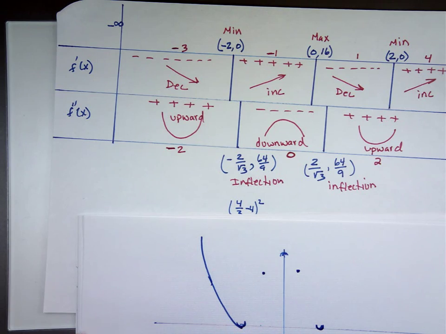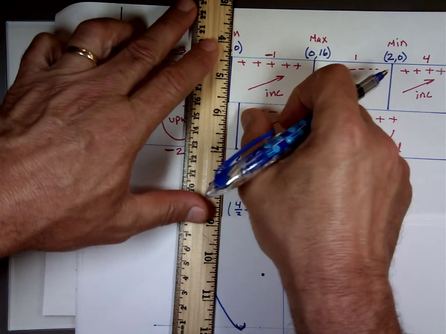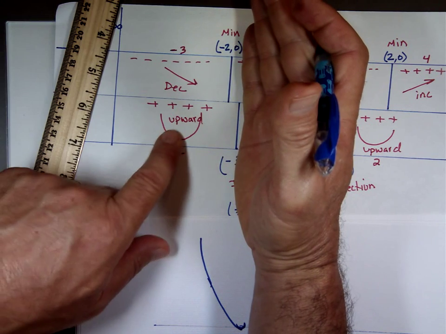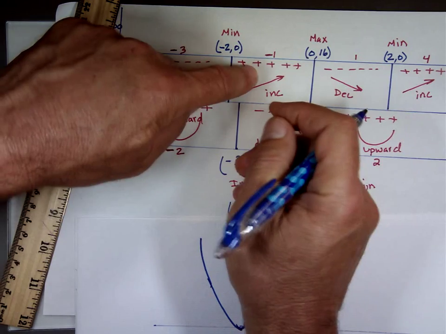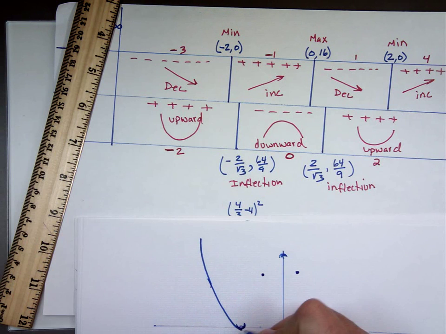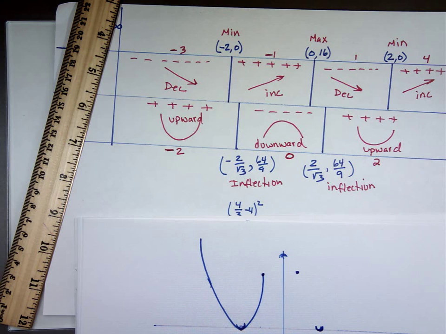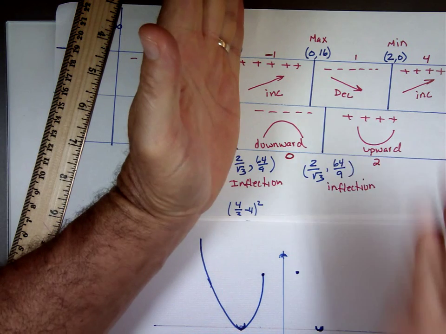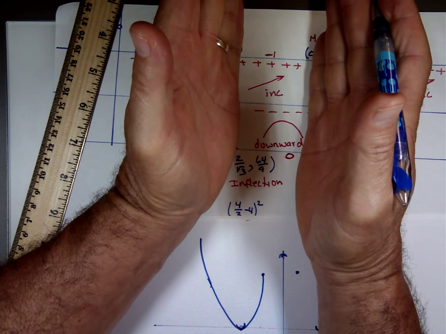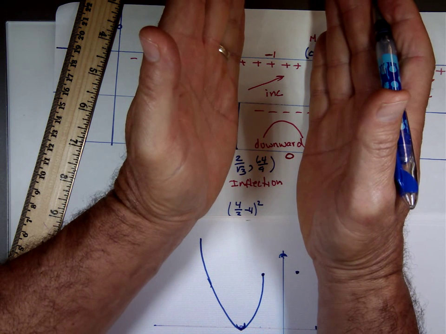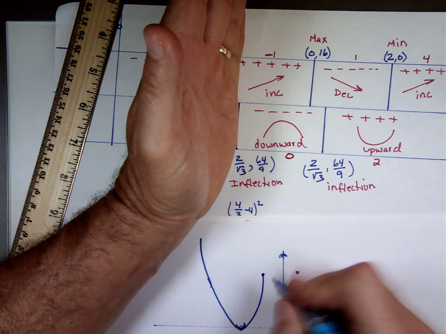What happens between the two lines right here? Just between the two lines. Still concave which way? Upward. And what is it doing now? Increasing. Increasing concave upward. Once it passes that line before you get to this point, what's it doing now? Increasing, but concave which way? Downward. It's going to look like this.